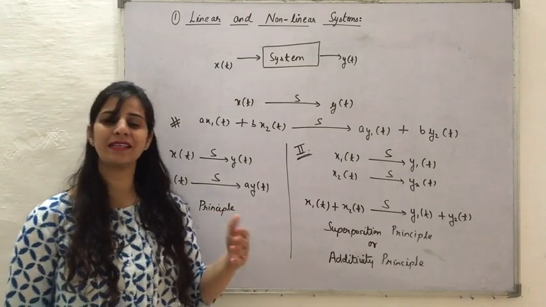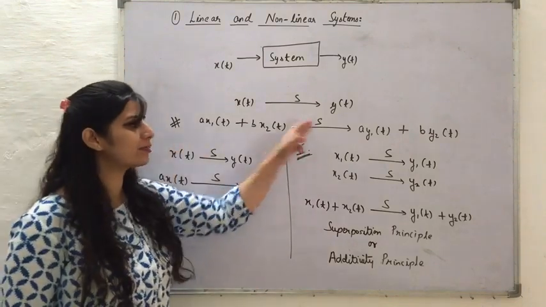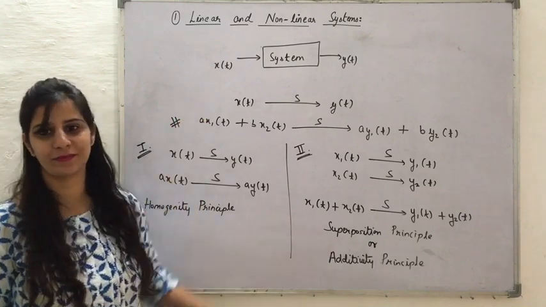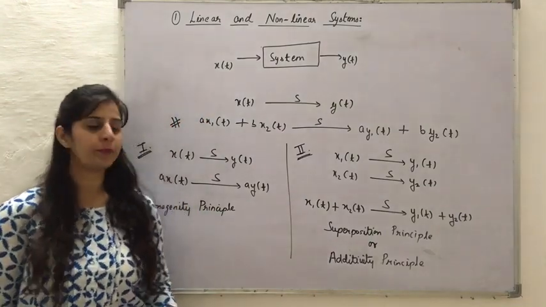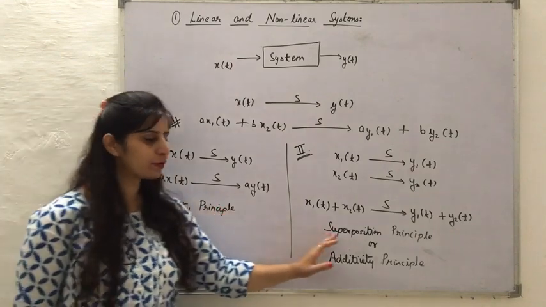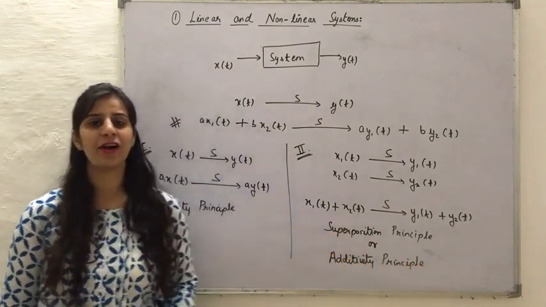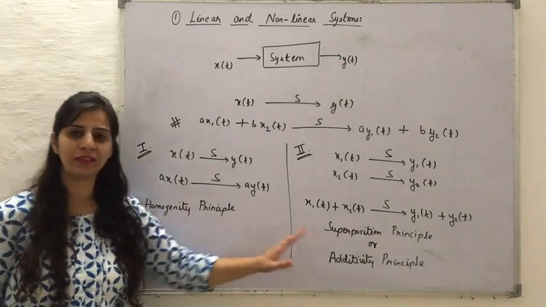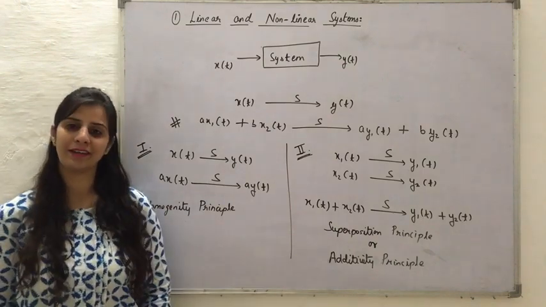So when a system is a linear system, it should satisfy this equation. That means it should satisfy both the principles. If a system satisfies both the homogeneity principle and the superposition principle, then it is called a linear system. If it fails to satisfy any one of these principles, then it is a non-linear system.